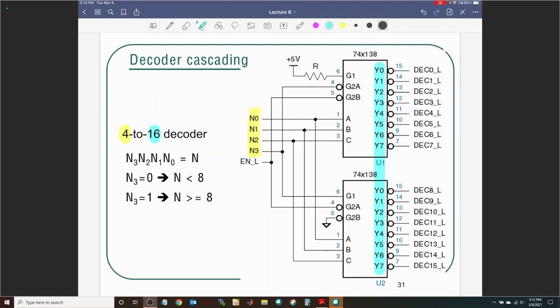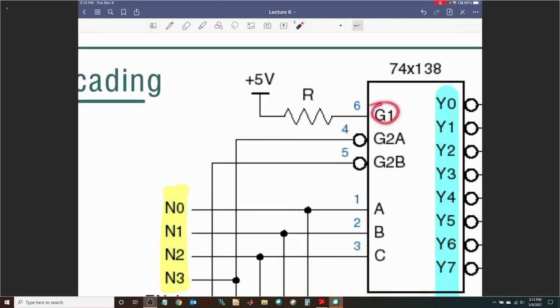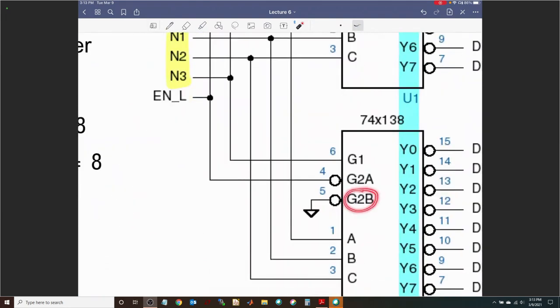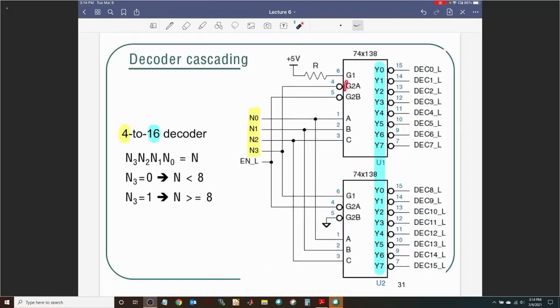Next, let us take a look at how the enables have been connected. The enable for G1 has been hardwired to 5 volts, so that is enabled. It's fixed, it's done. And the same thing has been done for the active low enable for the bottom chip. G2B is hardwired to ground. So that's enabled, done. So what we are left with is the two active low enables for the top chip, and then G1 and G2A, the active low enable for the bottom chip. For the entire 4 to 16 decoder, you have one enable, which is the enable underscore L. So this could either be a 0 or this could be a 1, right?